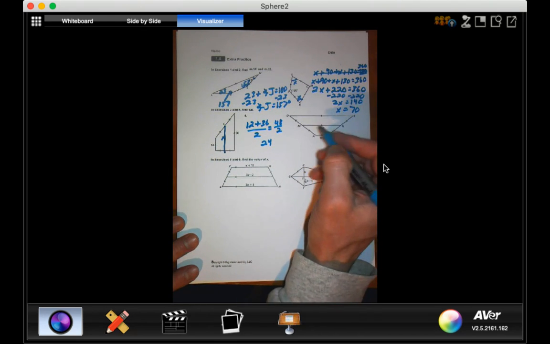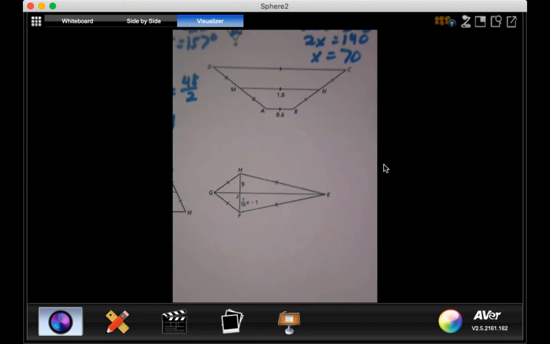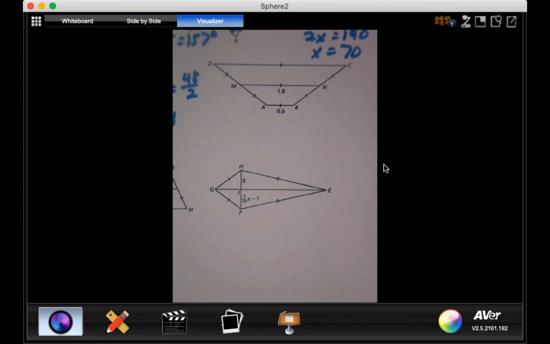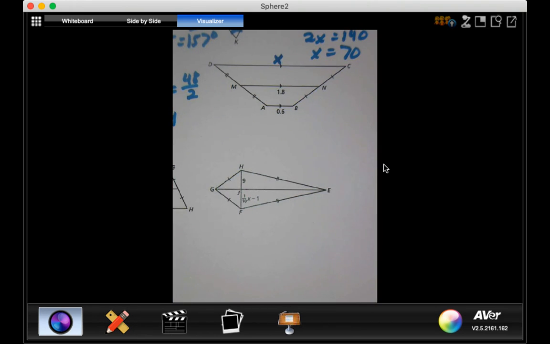So let's start with this trapezoid right here. I'll zoom in so we can see it a little bit better. This is number 4 on that practice sheet. Let's focus that in for us. All right, so it's looking for DC, which is this length up here. I'll put an X on it for us.